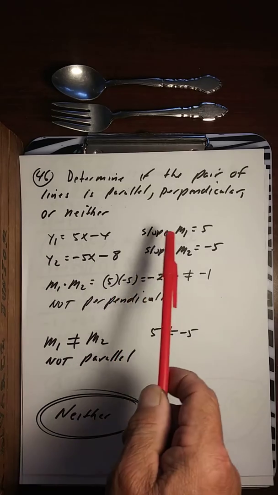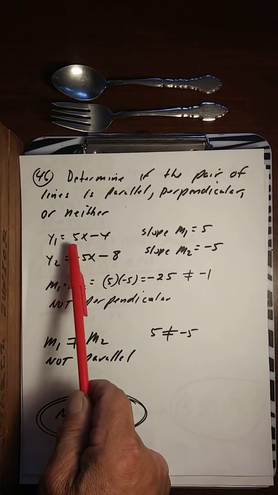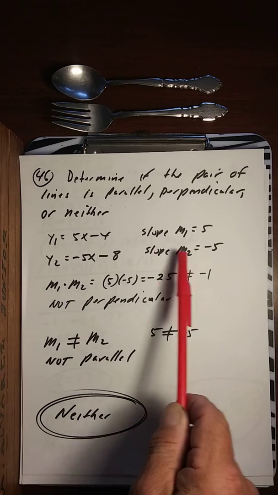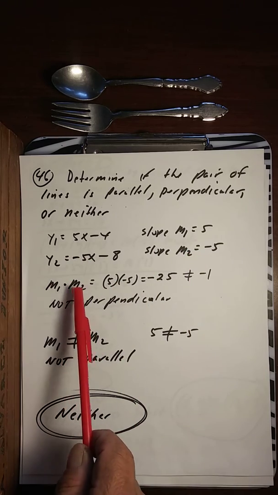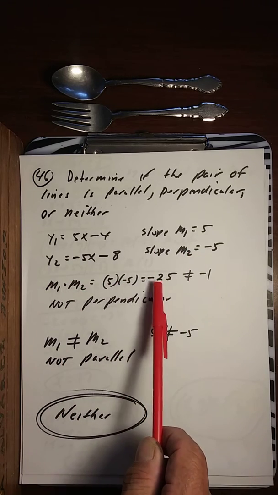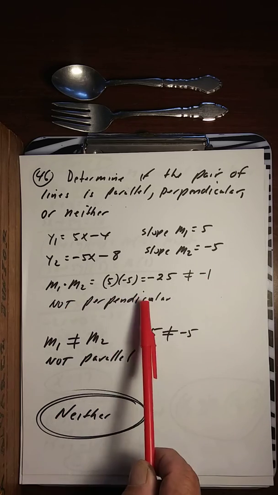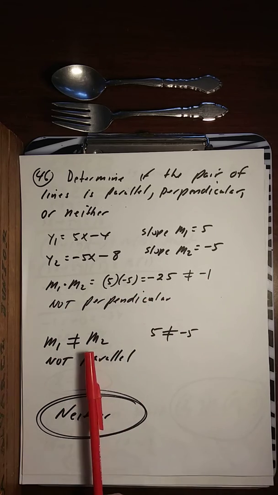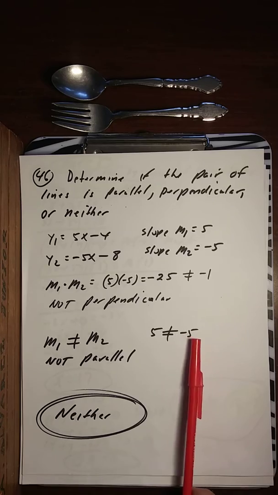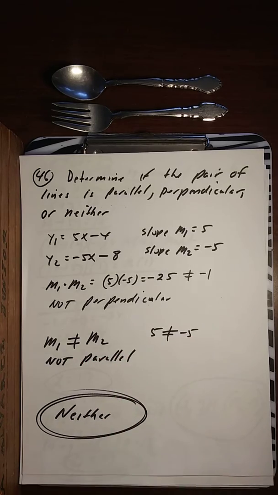Determine whether the pair of lines is parallel, perpendicular, or neither. All right, so the slope is 5, and the slope is -5. Now, m1 times m2 is going to be 5 times -5, which is -25. Nope, that's not -1, so it's not perpendicular. Is m1 equal to m2? No, 5 is not equal to -5. Nope, not parallel, so it's neither.